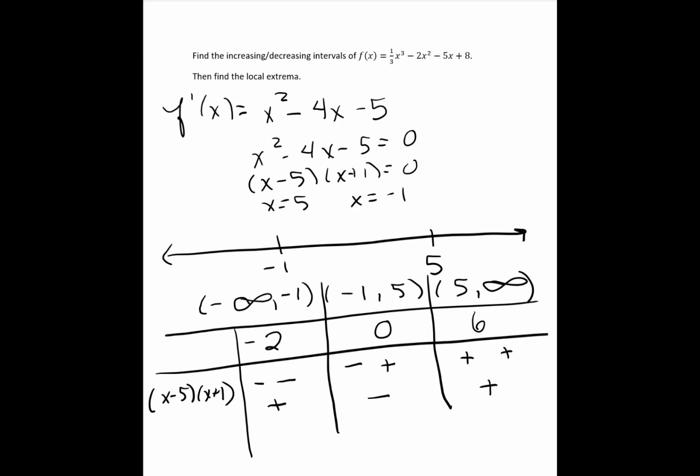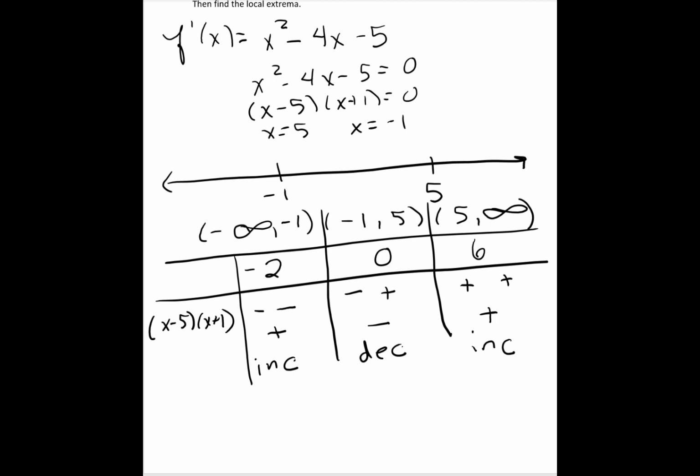Now we're ready to decide, what does this mean? Positive for the derivative says this is increasing from negative infinity to negative 1. Then it will decrease from negative 1 to 5. And last, it will increase from 5 to infinity. So we did the first part. We found the increasing, decreasing intervals of our function, but now we want to find the local extrema.